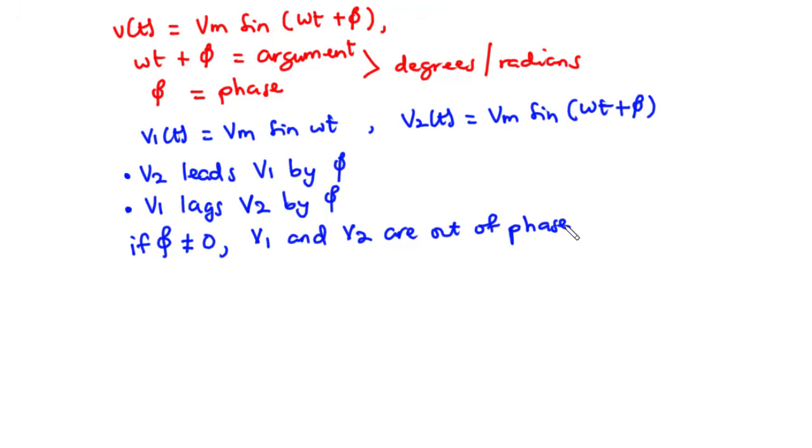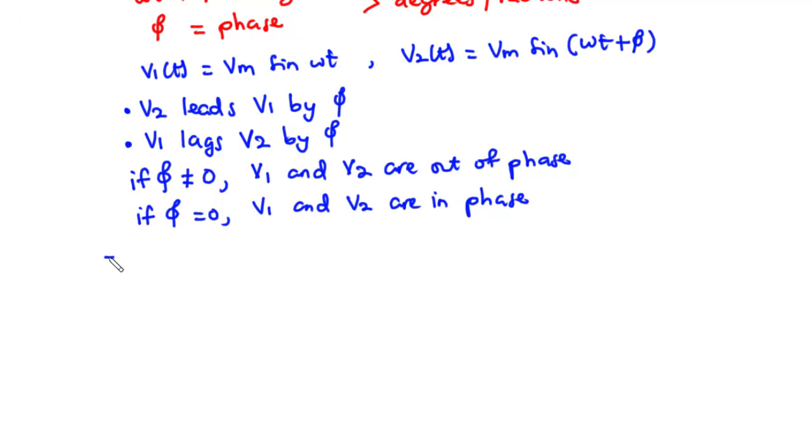That is where phi is not equal to 0. However, if phi is equal to 0, then it means that V1 and V2 are both in phase. So V1 and V2 are in phase, and they reach their minima and maxima at exactly the same time. Now let's make this more practical.